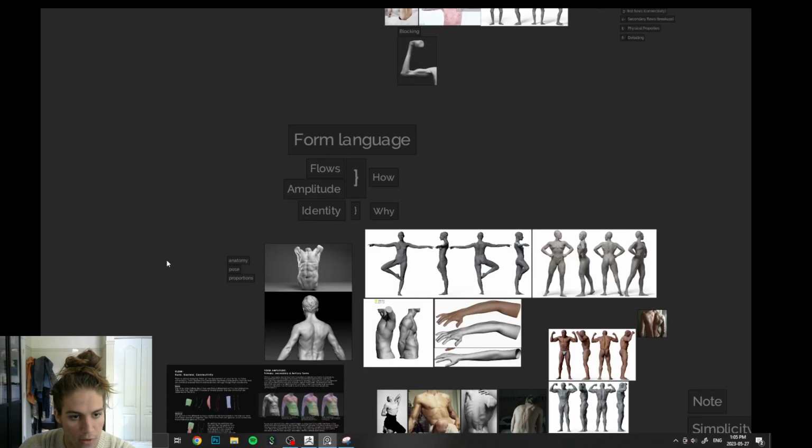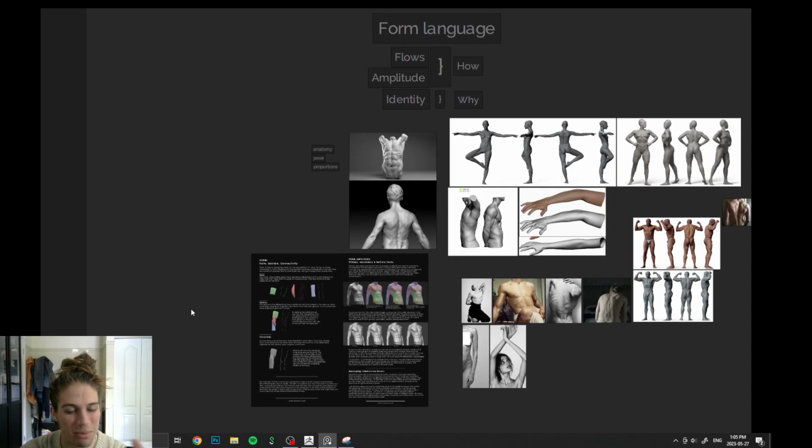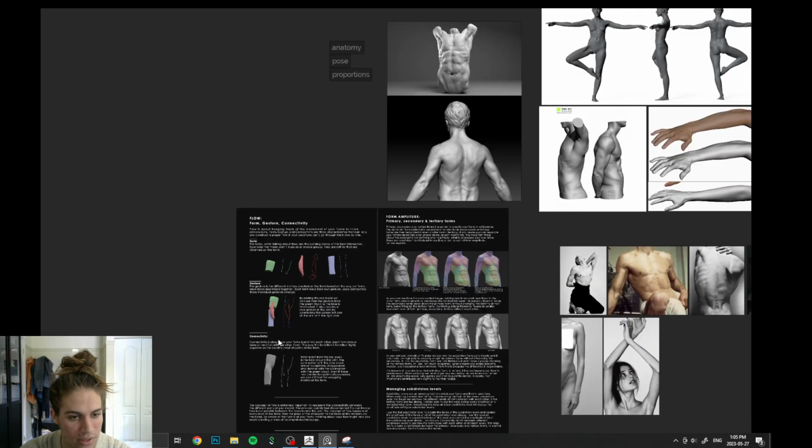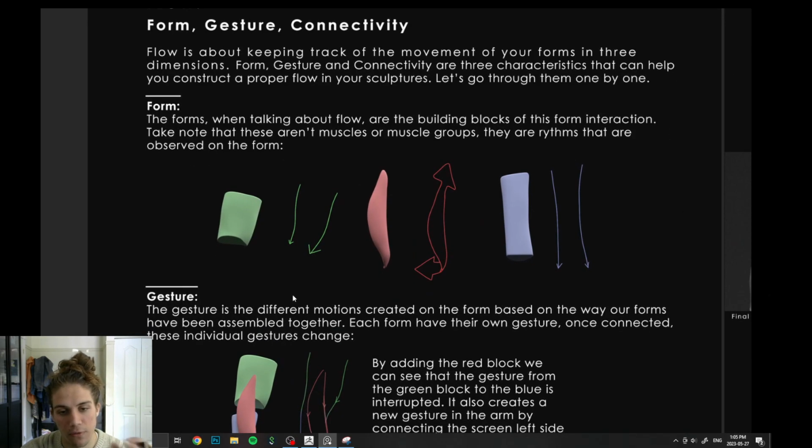Flow in itself, every single point is gonna be like a big topic. I hope I won't take like 30 hours speaking about this, but let's use the diagram that I created before. Flow is the idea that every single form that you create has a certain direction.